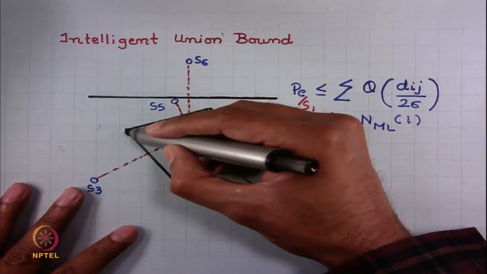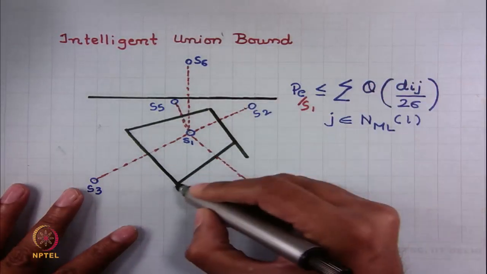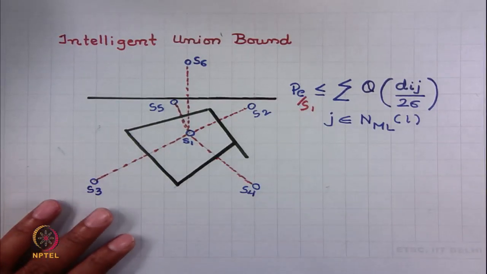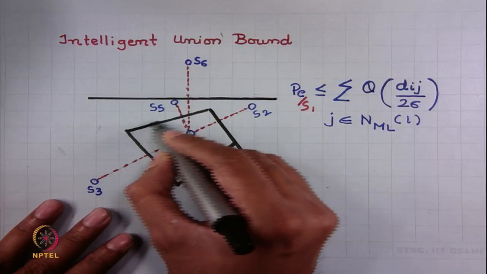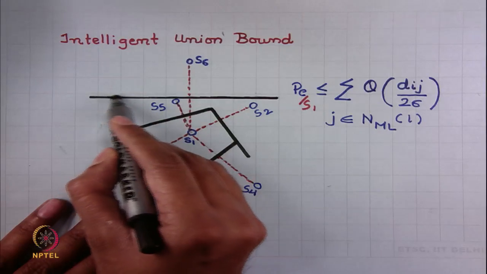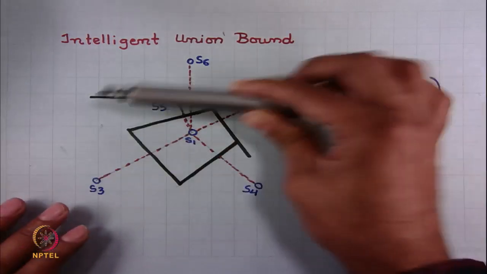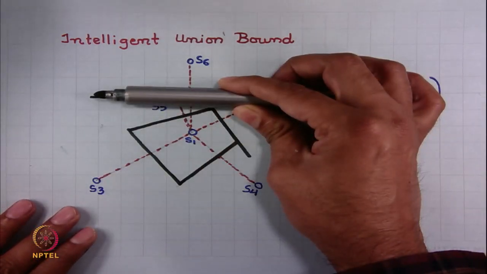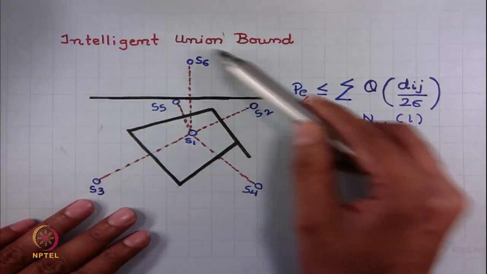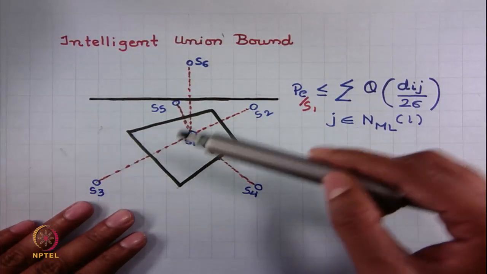This is the perpendicular bisector for the line connecting S1 and S3. This is the perpendicular bisector for the line connecting S1 and S4, and this is the perpendicular bisector for the line connecting S1 and S5, and this is the perpendicular bisector for the line connecting S1 and S6. Now, you know that this perpendicular bisector is not influencing the decision region of S1, and hence this signal S6 can be ignored when you are calculating the probability of error when S1 is transmitted.